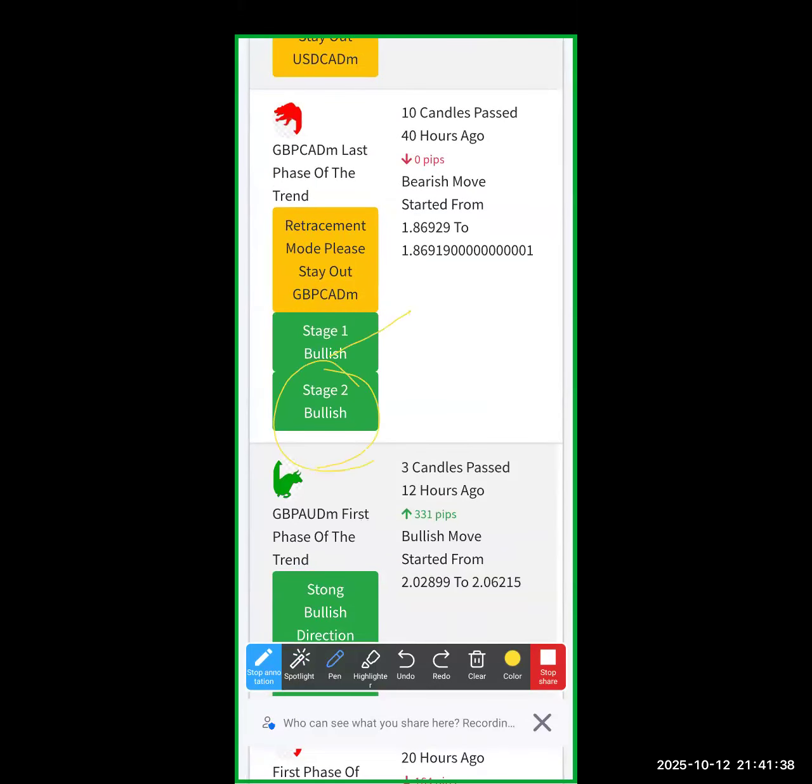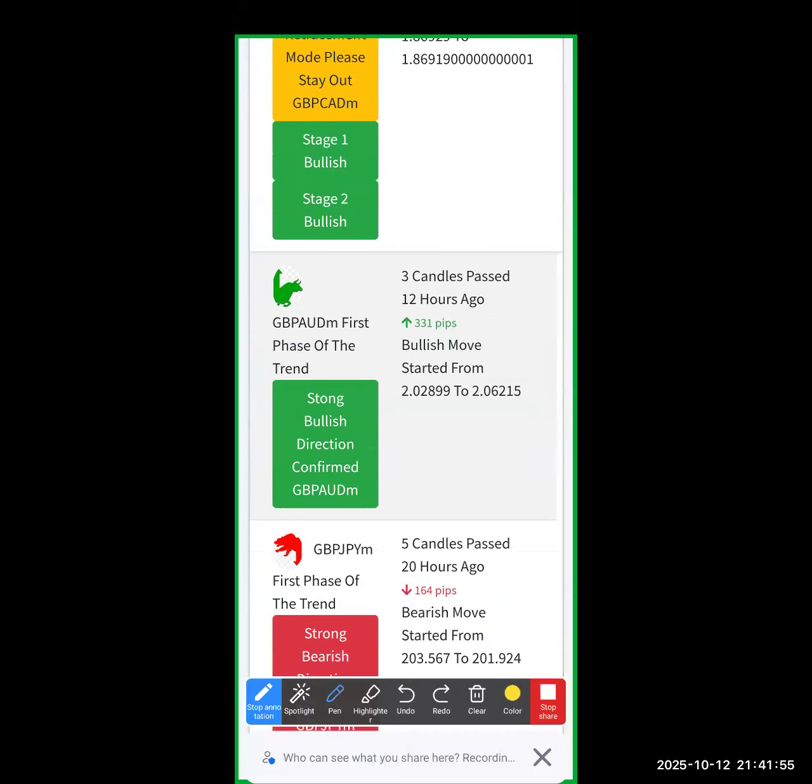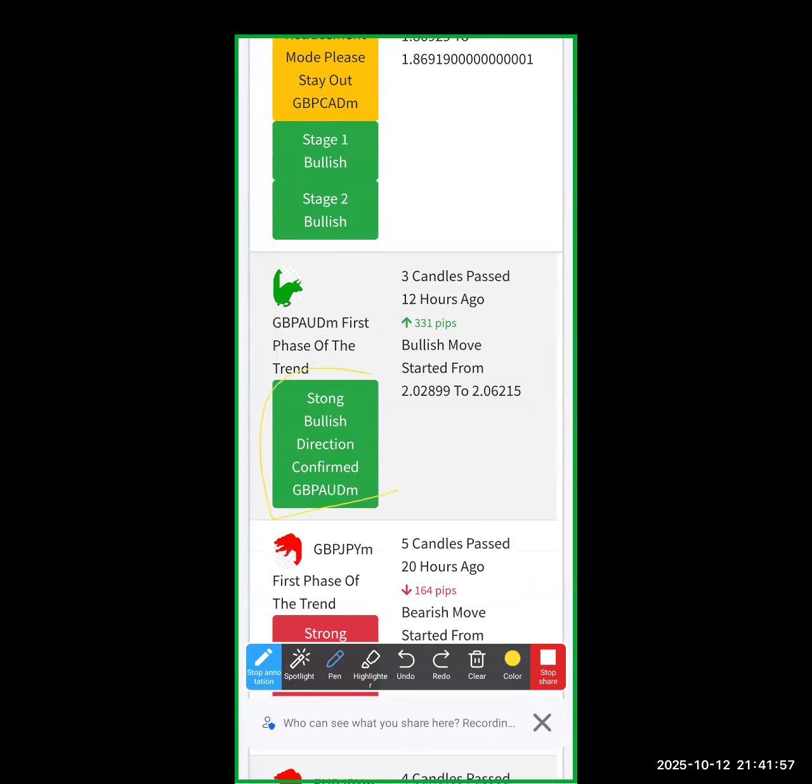Stage 1 is bullish, stage 2 is bullish, but I have not confirmed yet. But if it has confirmed, everywhere is going to be green. If you're smart and you know what you're doing, you can actually use this stage 1, stage 2 to take your trade, but I don't encourage it. Always make sure everything is green, just like this, before you do your analysis. And the system will still tell you where the price started from.